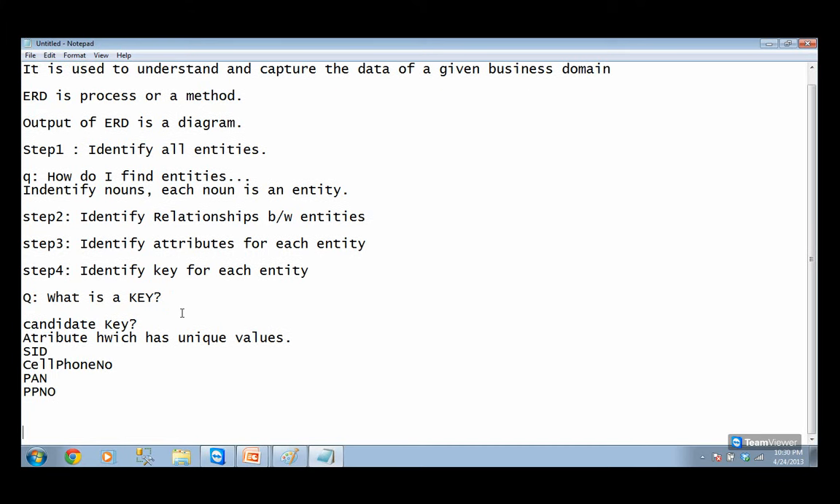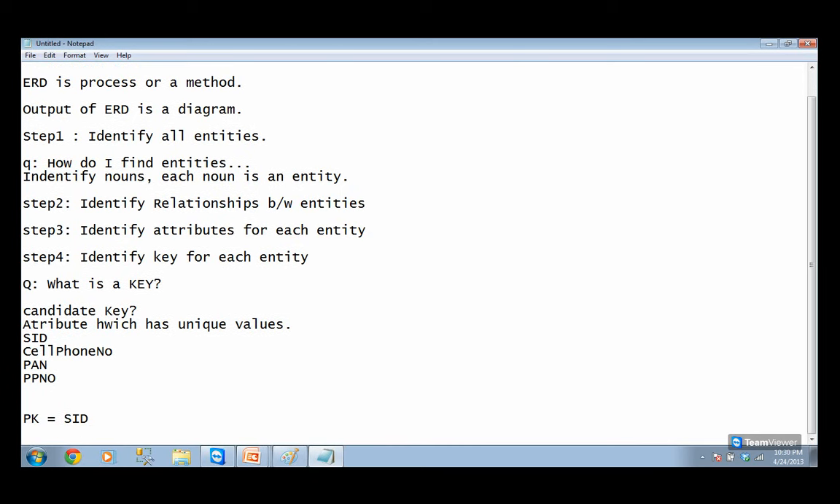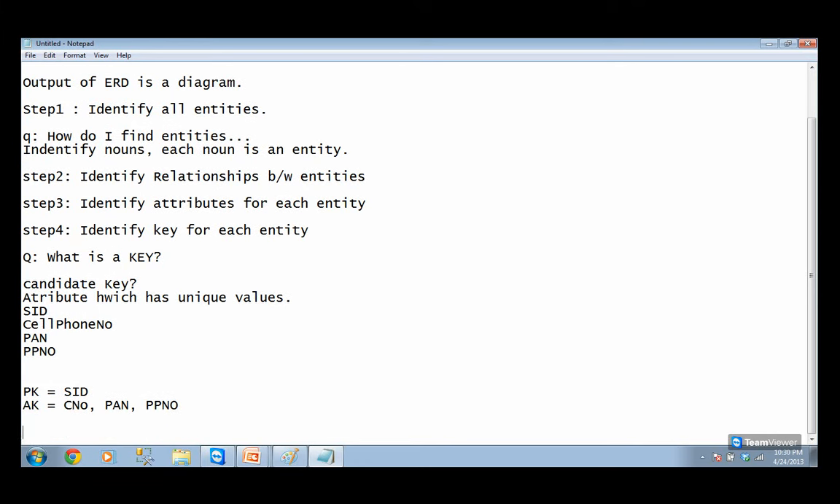Now what is the primary key in this? The primary key would be the student ID. The remaining keys are called alternate keys. What are the alternate keys here? The cell number, then passport number. All these are the alternate keys. There is a formula: candidate keys equal primary key plus alternate keys. This is the formula you have to understand. A primary key and alternate keys put together give you the candidate keys.